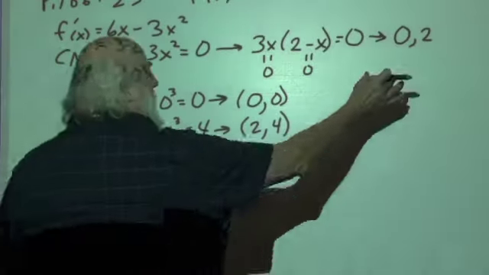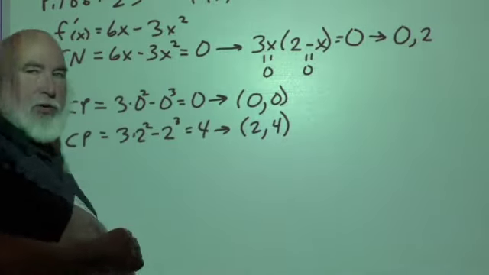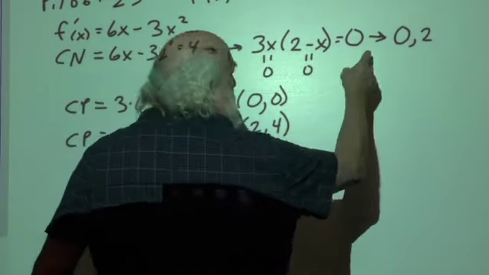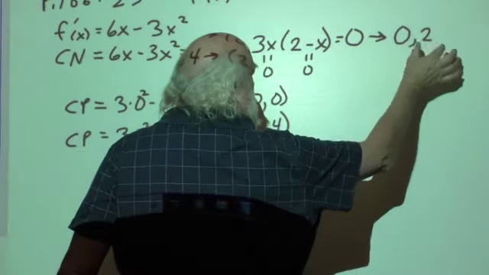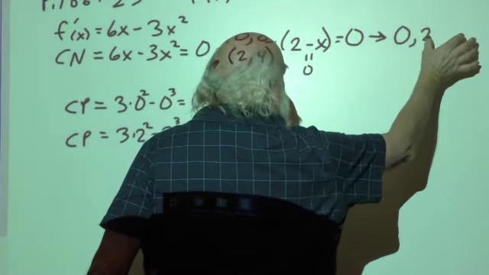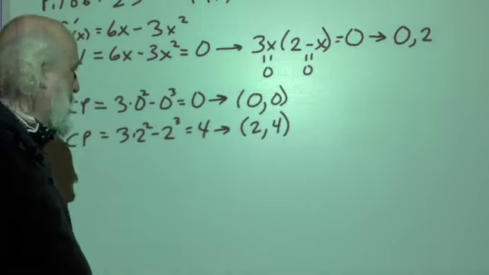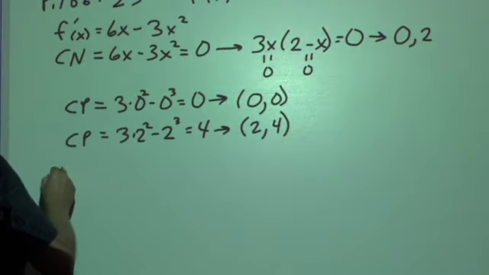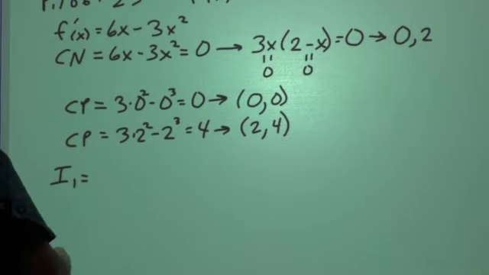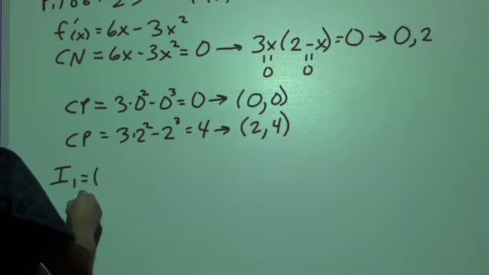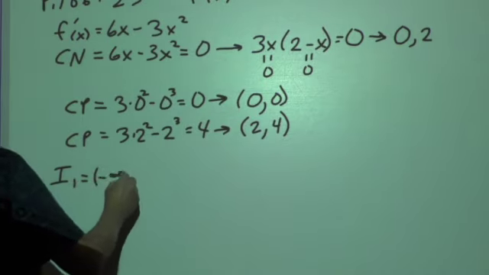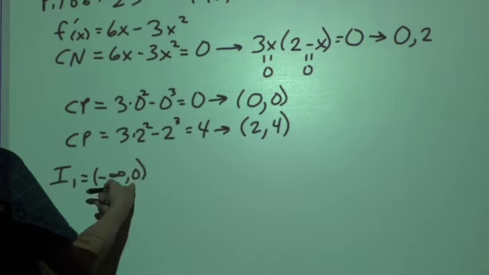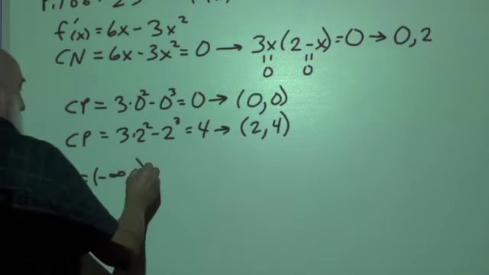Okay, so the fact that we have these two critical points means we have 3 intervals, going from negative infinity to 0, then from 0 to 2, and then from 2 to positive infinity. So this is going to be, I'll start with I1, and this is going to be from negative infinity to 0. I'm going to use -1 for my test here.